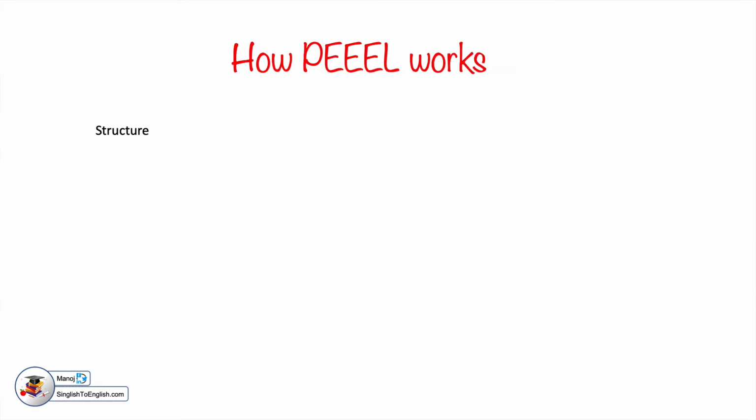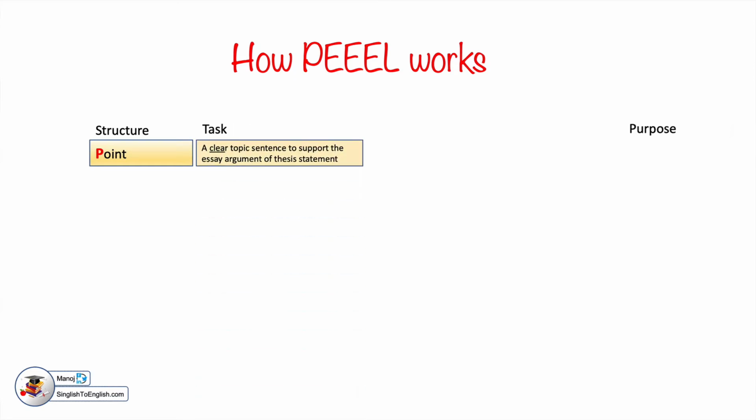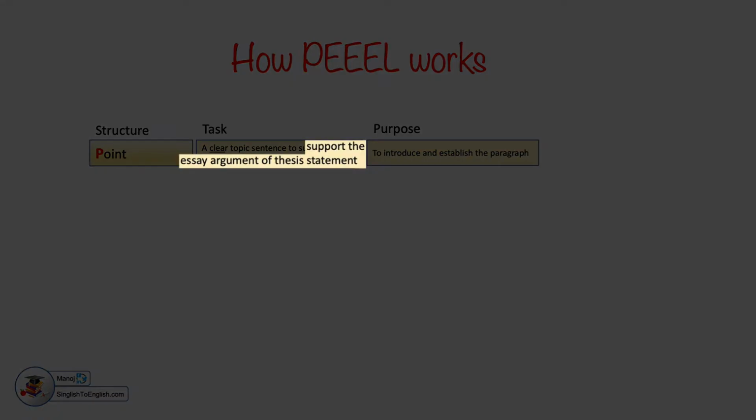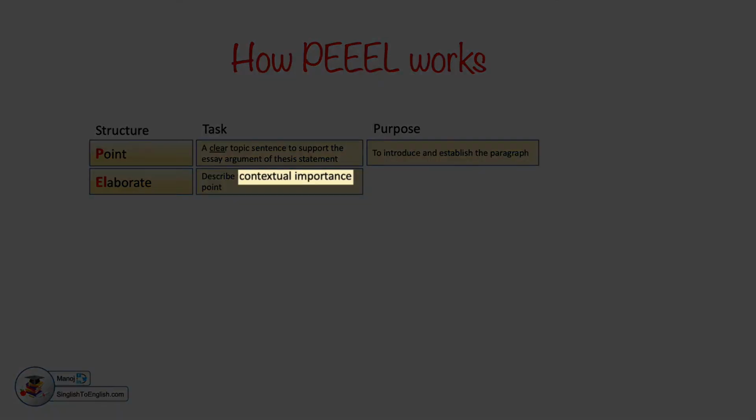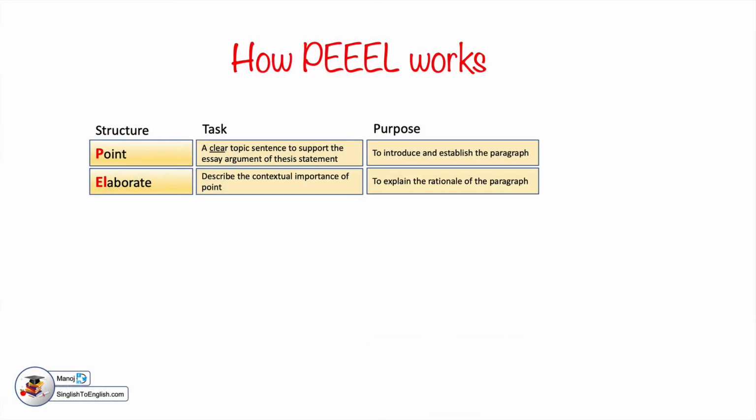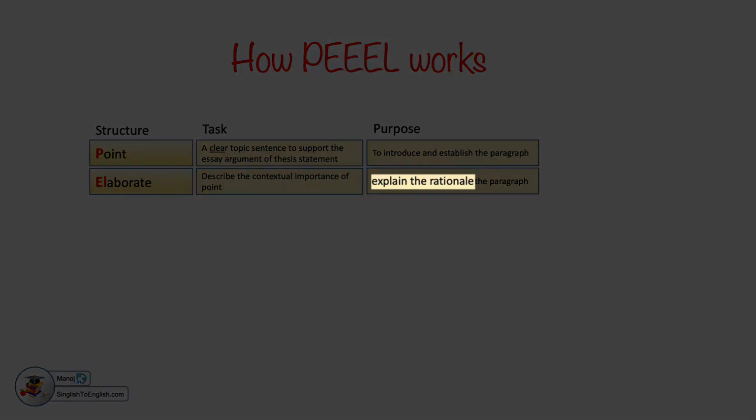What does PEEL stand for? P is for point. Start the paragraph with a clear topic sentence to establish what the paragraph is all about. The point should support the essay argument or thesis statement. E is for elaborate. Describe the point, explaining why it is important to the context of the topic, so that the audience understands what we are driving at.